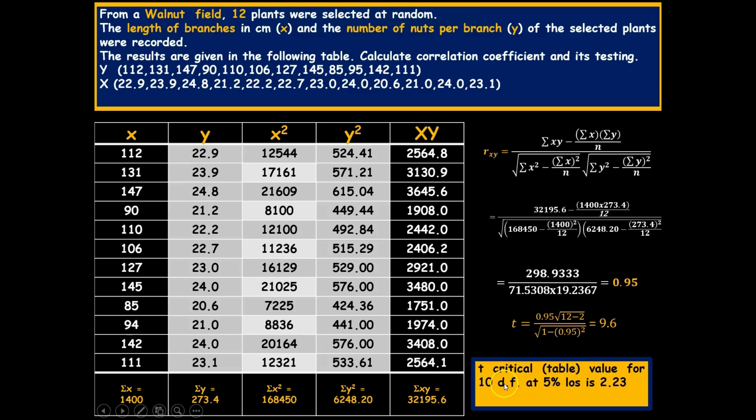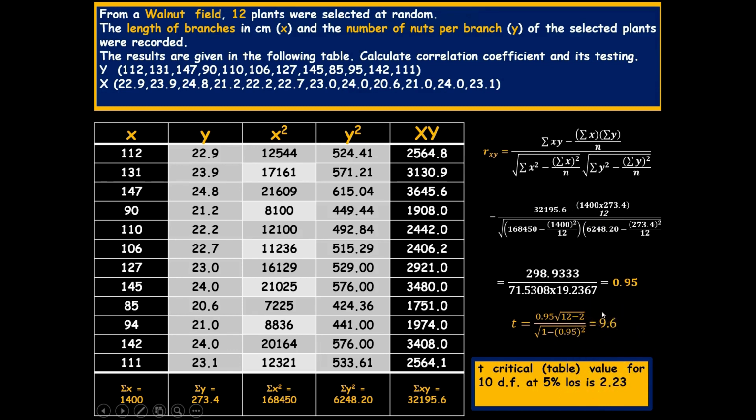The critical or tabulated value is for 10 degrees of freedom, because we have 12 observations and it follows n minus 2 degrees of freedom, that means 12 minus 2 is 10, and the tabulated value at 5% level of significance is 2.23. The thumb rule is whenever the calculated value of a test of significance is greater than its tabulated or critical value, then under those circumstances we reject the null hypothesis. The null hypothesis in this case is that there is no linear relationship between these two variables. Since our calculated value is greater than its tabulated value, we reject this null hypothesis.